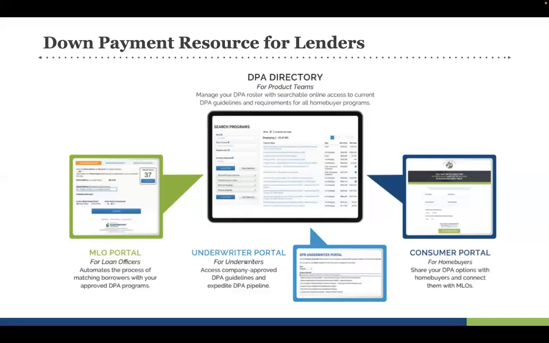Our directory is the admin center, if you will. It allows you to find and review and vet and mark as approved all of those programs your company participates in, and you can also see everything else around your footprint. That powers what loan officers see in the LO portal, what underwriters see in the underwriter portal, and how consumers engage with you in the consumer portal. Happy to discuss that if there are any corporate lending institution folks on here as well.